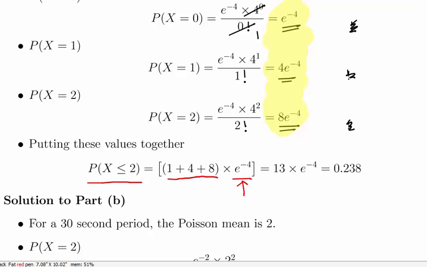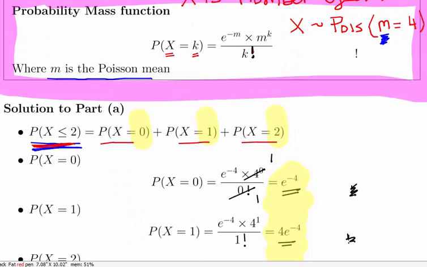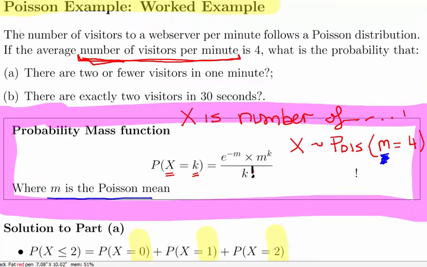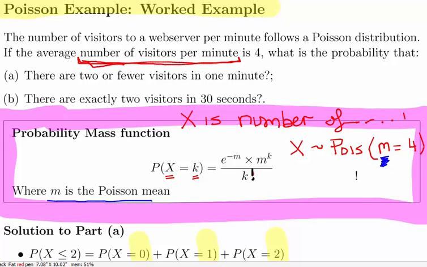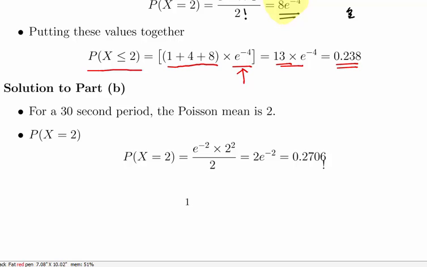So we only have to do this calculation once, and that should work out to be 0.238 on our calculator. Okay, that's it. Now, the second thing here is for a 30-second period. We're told that we're dealing with 4 per minute. So in this case x is the number of visitors per 30 seconds, and x is a Poisson random variable with m equal to 2.